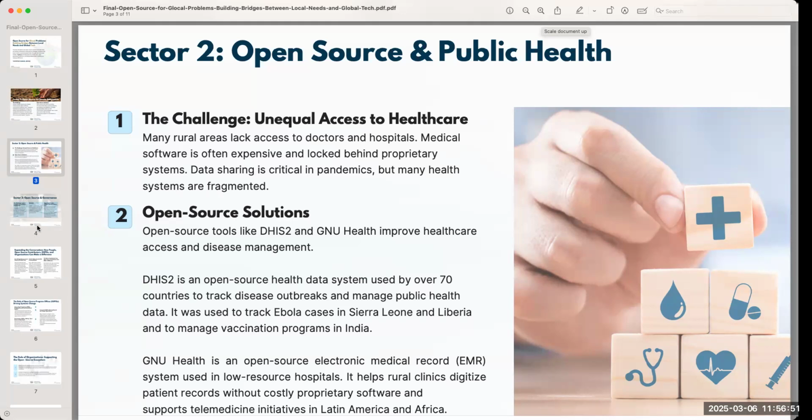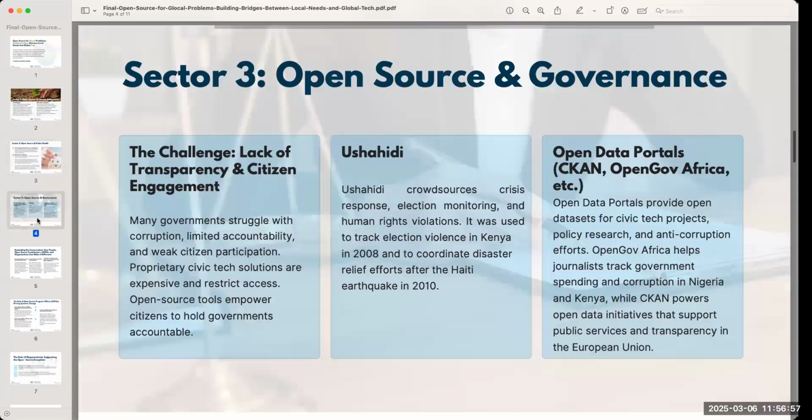Okay, awesome. So I was about getting into open source and governance. The challenge of that, I covered that as well. With governments, many governments around the world struggling with corruption, limited accountability, and weak citizen participation. And a few open source solutions in action actually are Ushahidi. Ushahidi crowdsources crisis response, election monitoring, and human rights violations. They've been used in Kenya to track election violence in 2008. They've been used in 2010 to track the Haiti earthquake, to help coordinate disaster and relief efforts.